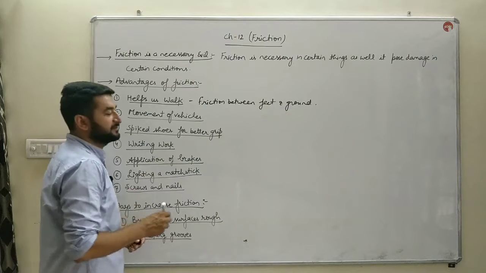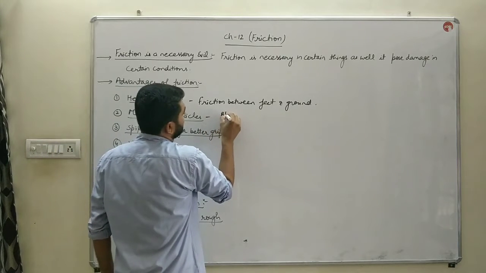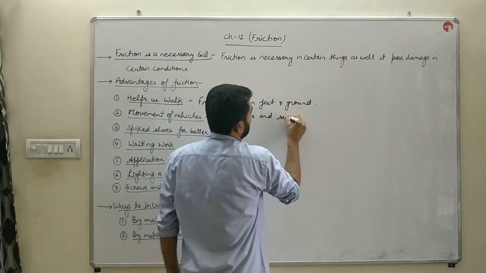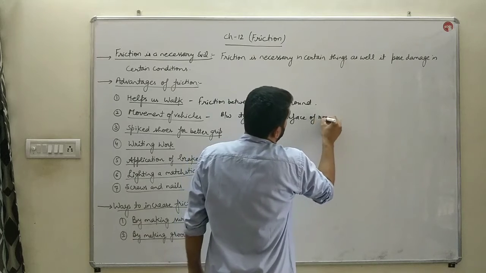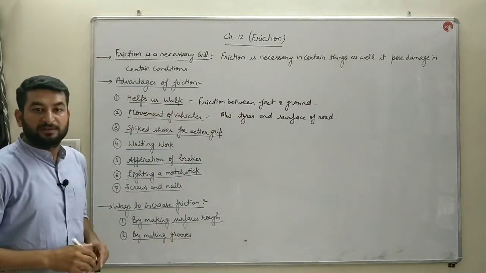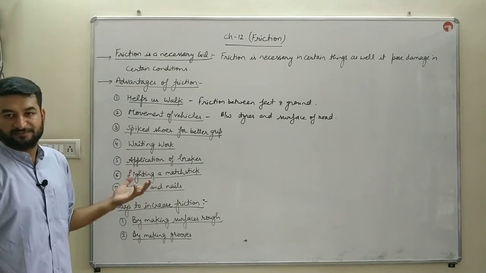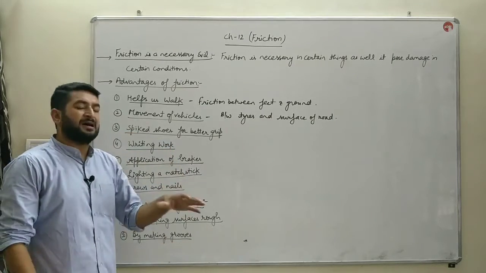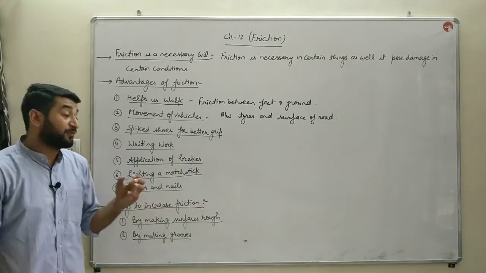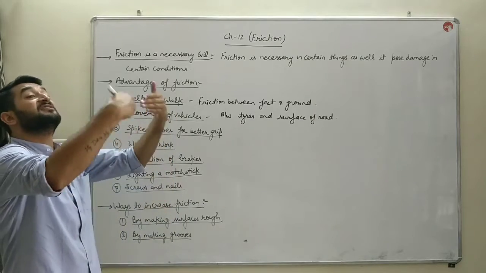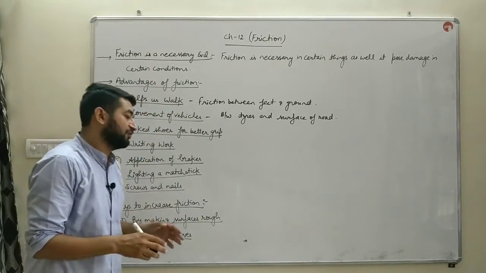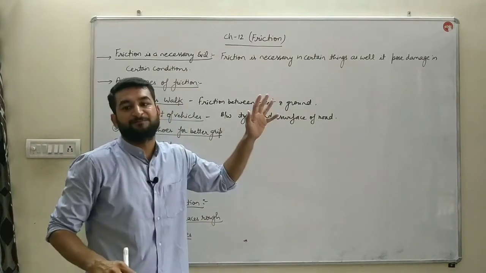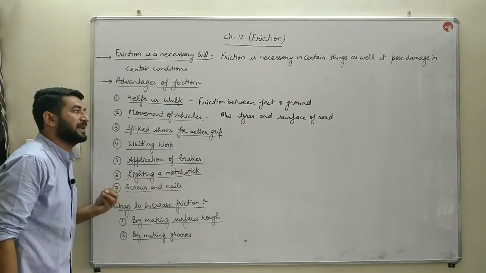Next is movement of vehicles. The friction between the tires of the vehicles and the road surface will help the movement of vehicles. The tires of vehicles like bikes, cars, trucks and buses are provided with grooves, and grooves increase the friction, and that friction will provide them a better grip over the road and prevents skidding of the vehicles. The vehicles do not skid over the road when we apply the brakes.